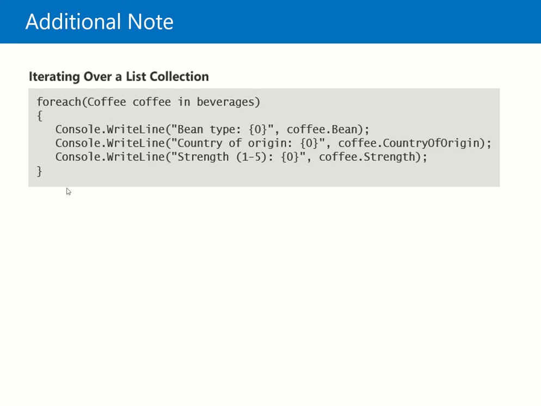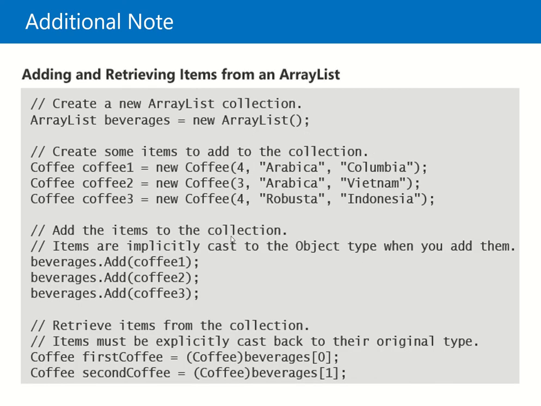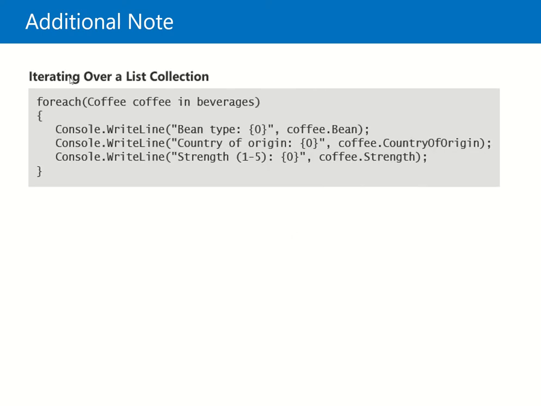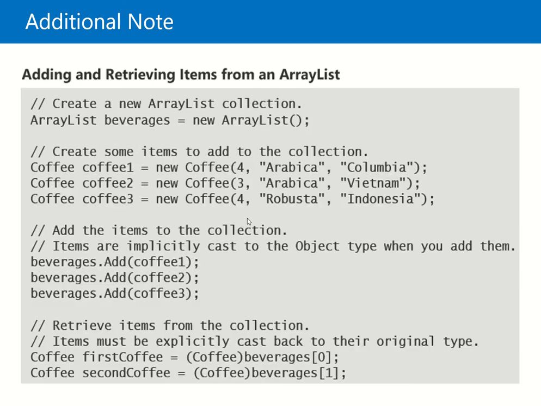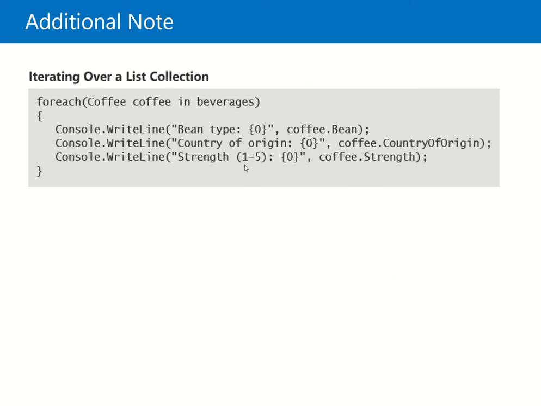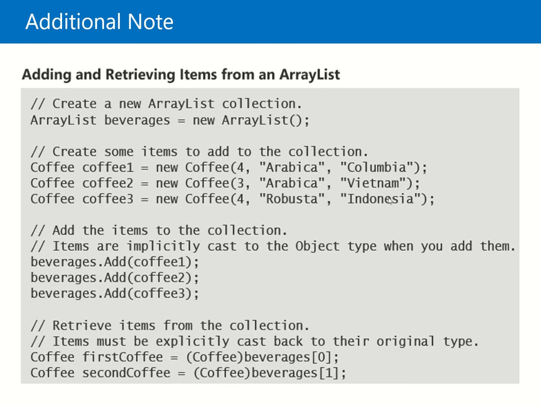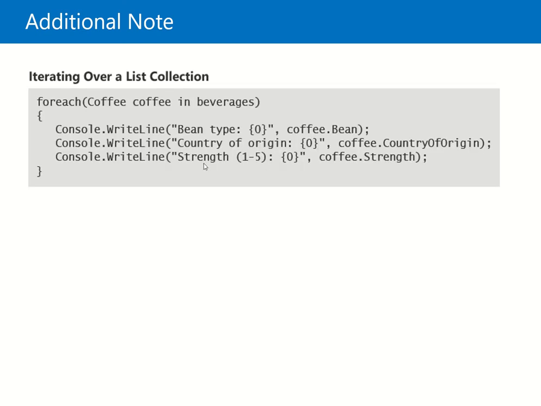The second loop will be similar, it just displays the second array list, which is Arabica. The strength is 3. The country of origin is Vietnam. And the third loop will display the third one, where the bin is Robusta, the strength is 4, and the country of origin is Indonesia. Okay, so the country of origin first and then strength.